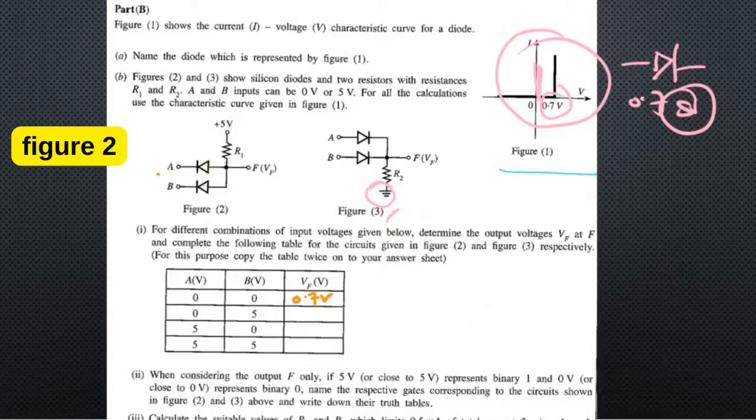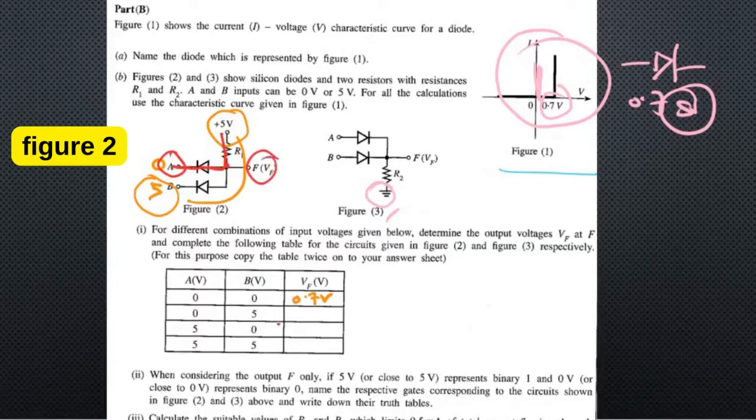Now it's 0 and 5 volt. Actually 5 and 5, between them there's no potential difference, so there will be no current. But still in the very same manner we did the previous one, here we will be having a current towards A actually. So again the potential difference is 0.7 here.